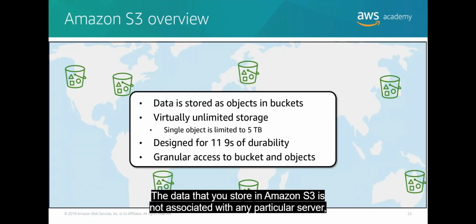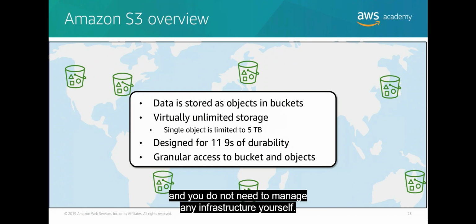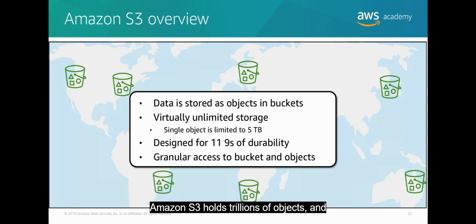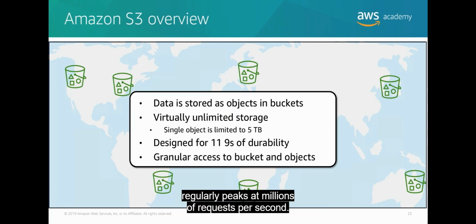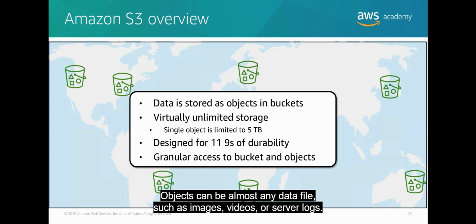The data that you store in Amazon S3 is not associated with any particular server, and you do not need to manage any infrastructure yourself. You can put as many objects into S3 as you want. Amazon S3 holds trillions of objects and regularly peaks at millions of requests per second. Objects can be almost any data file, such as images, videos, or server logs.